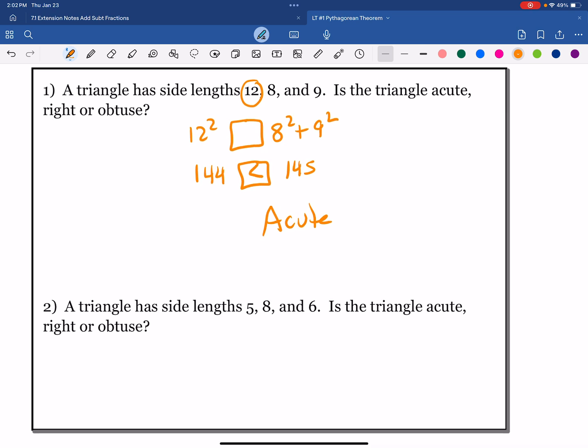In 5, 8, 6, we know 8 would be the hypotenuse. So we're analyzing 8 squared. How does that relate to 5 squared plus 6 squared? Well, this is 64, and this is 61, and that's greater than, so we have an obtuse triangle. And that's the end for our movie on the Pythagorean theorem.